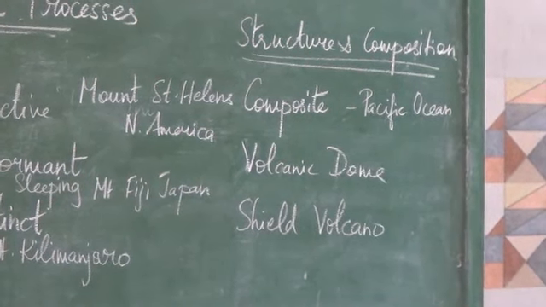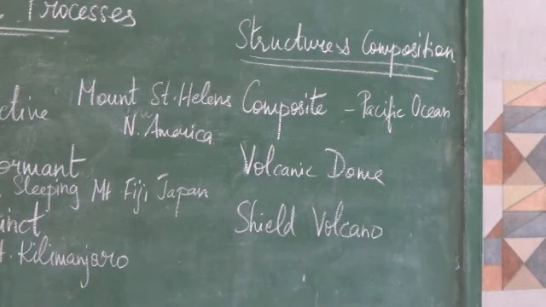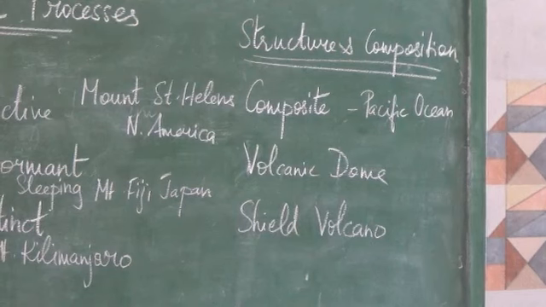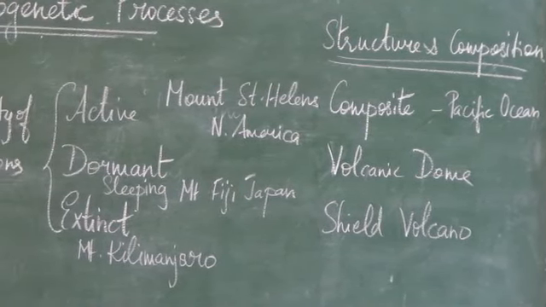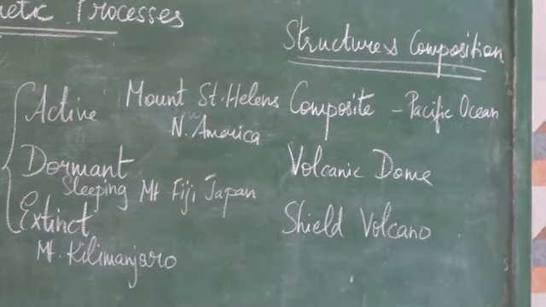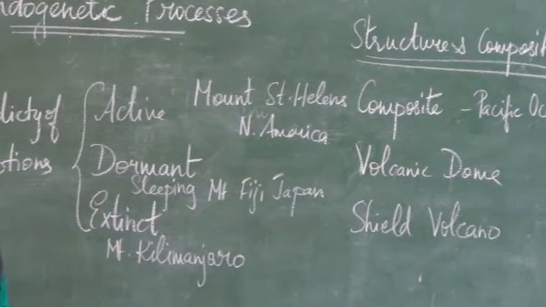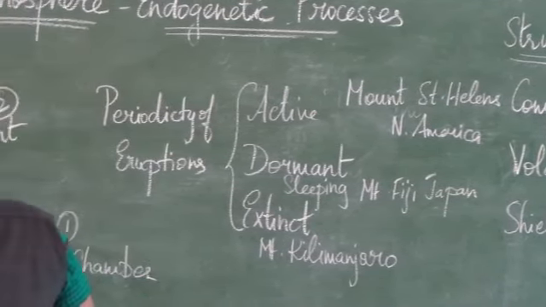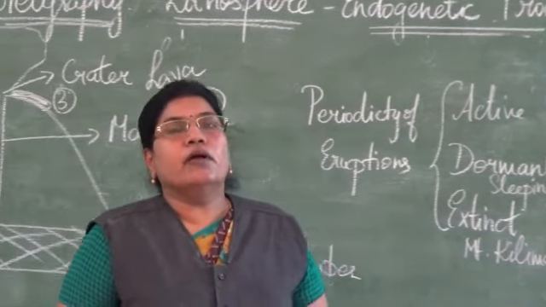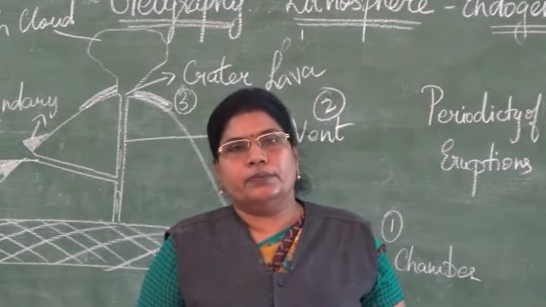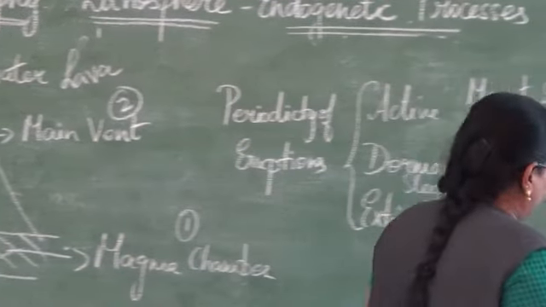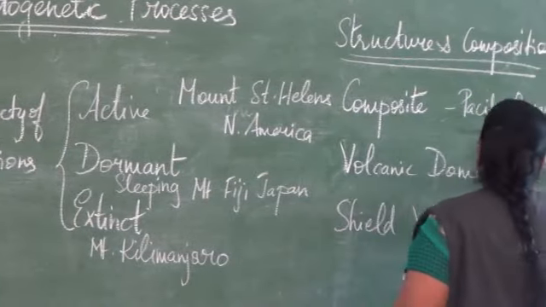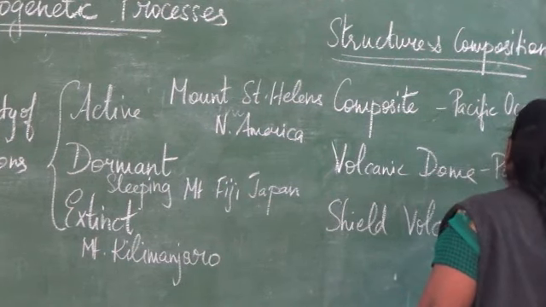Volcanic dome is a roughly circular mound formed due to the slow ejection of a viscous lava from a volcano. Because the lava is very rich in silica and because of its intense viscosity, it is prevented from flowing away far from the vent. Example, Pachacutec, that is in Mexico.